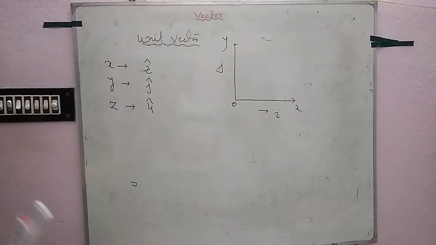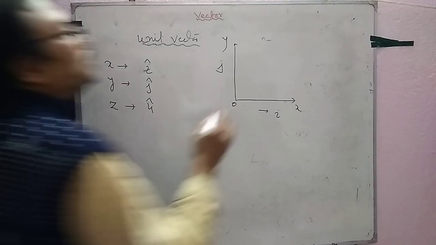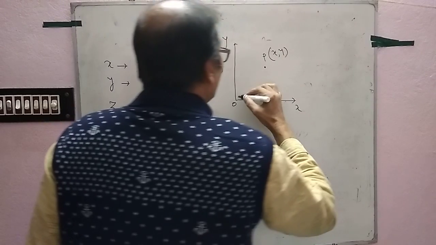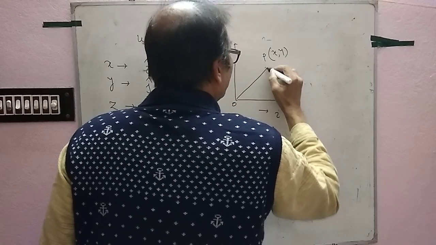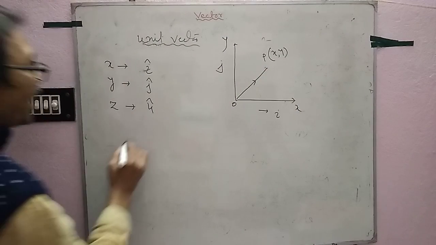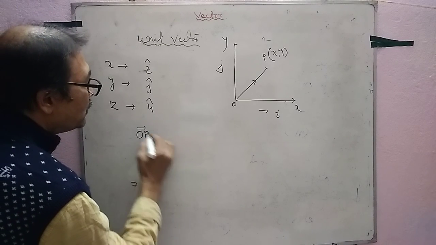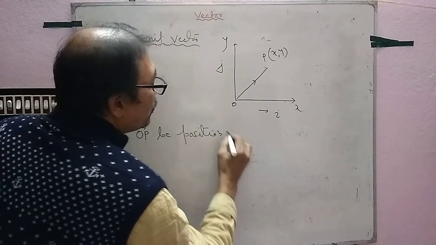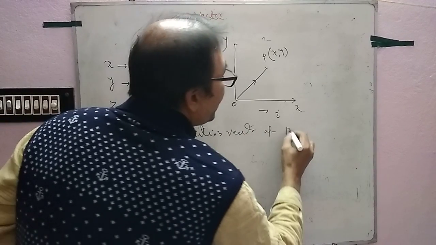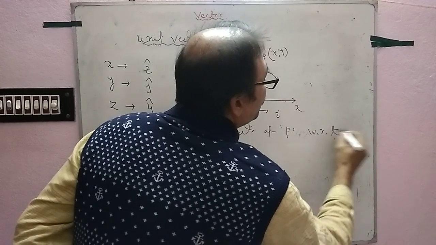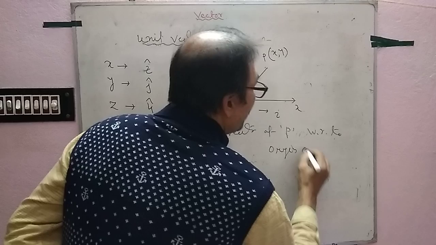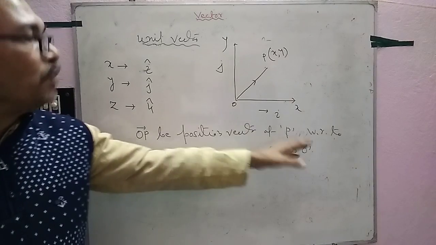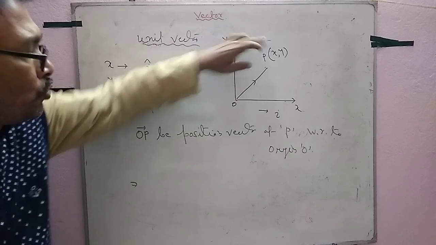but for our convenience we will not use the cap, we will just use i, j only. Follow, this is a coordinate P, the coordinate of P is x, y. So, OP is a vector. Suppose OP be the position vector of point P with respect to origin O. The position vector of P. OP be the position vector of P with respect to O. With respect to point O, the position vector of point P is OP.